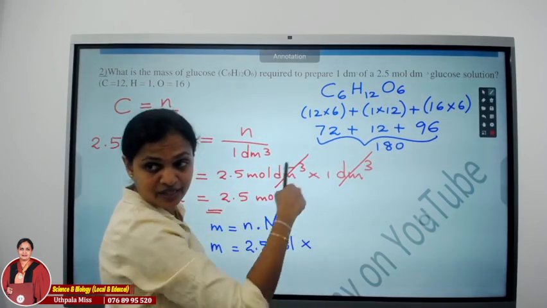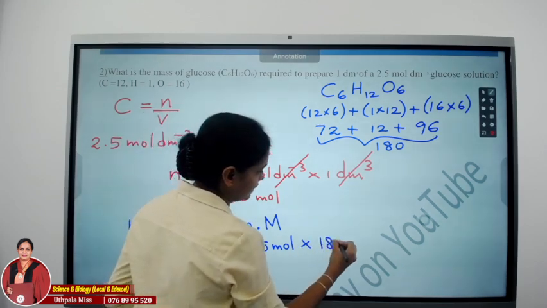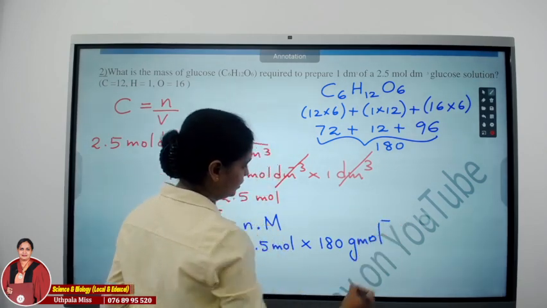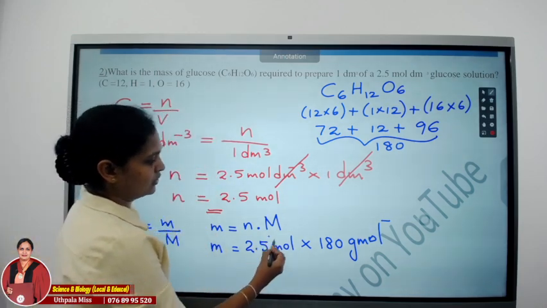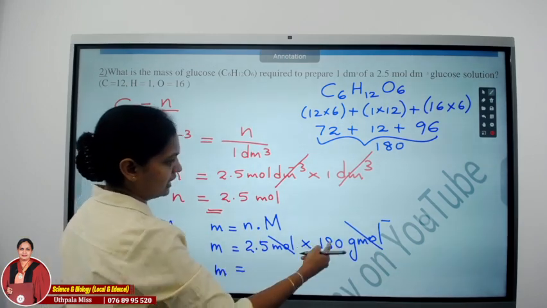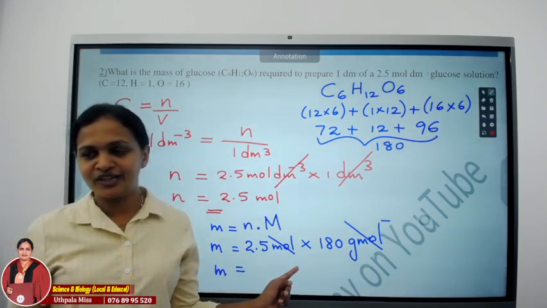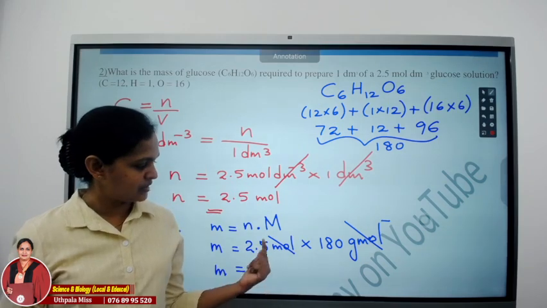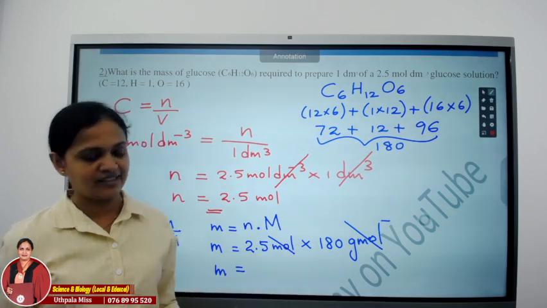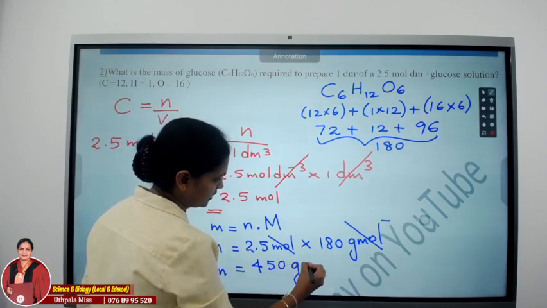Relative molecular mass should be taken in grams. That is 180 grams per mole. Right? So the mass is equal to 180 into 2.5. 180 into 2 is 360, plus 0.5 is half, that is 90. 360 plus 90 is 450 grams.